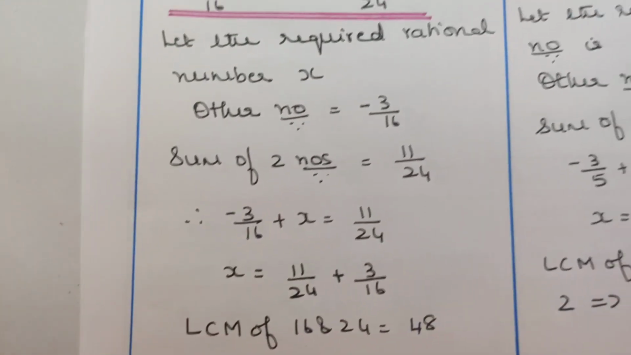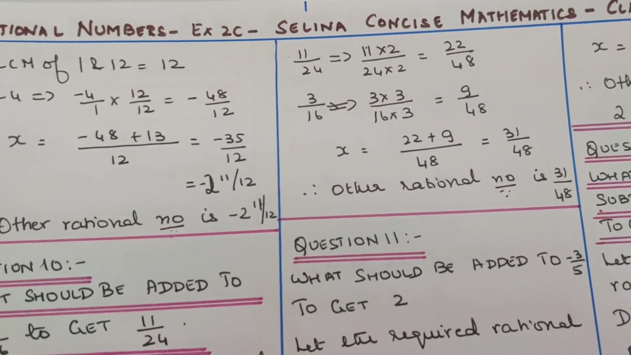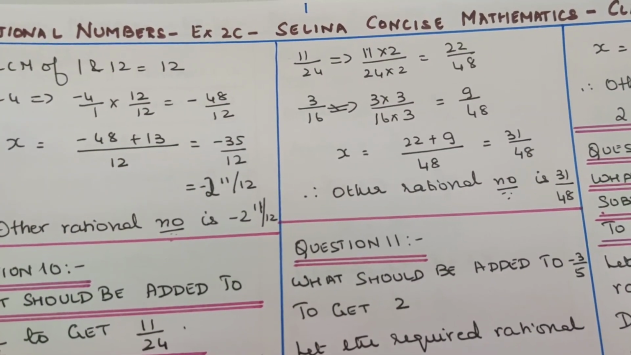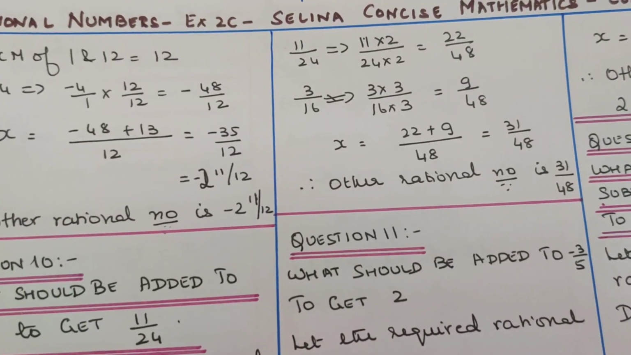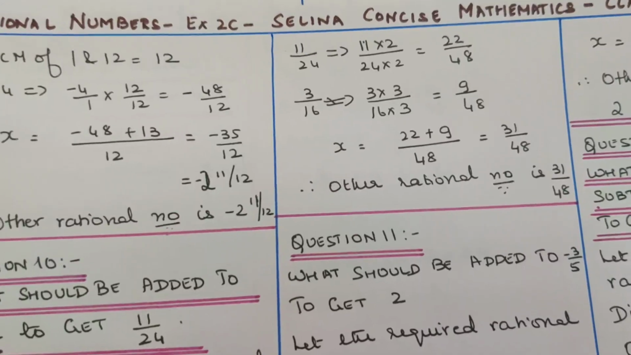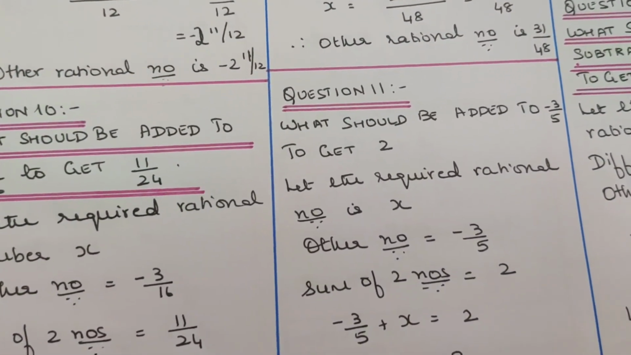Take the LCM. The LCM is 48. And when you simplify, you get x is equal to 22 plus 9 by 48. The answer is 31 by 48. Therefore, the other rational number is 31 by 48. The next question here is, what should be added to minus 3 by 5 to get 2?